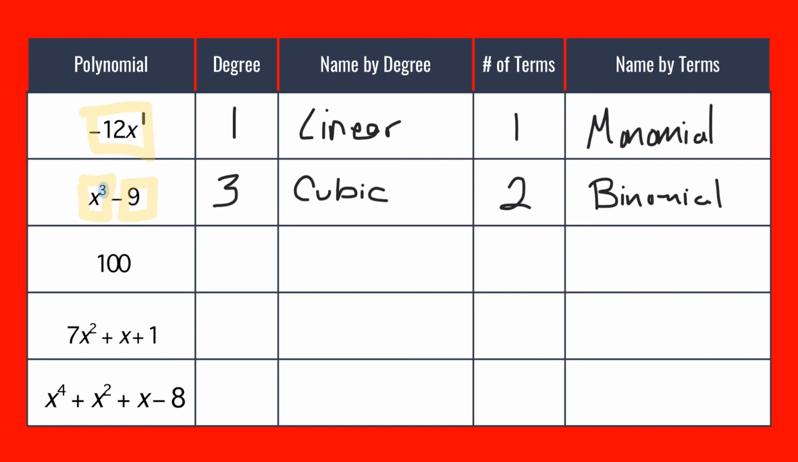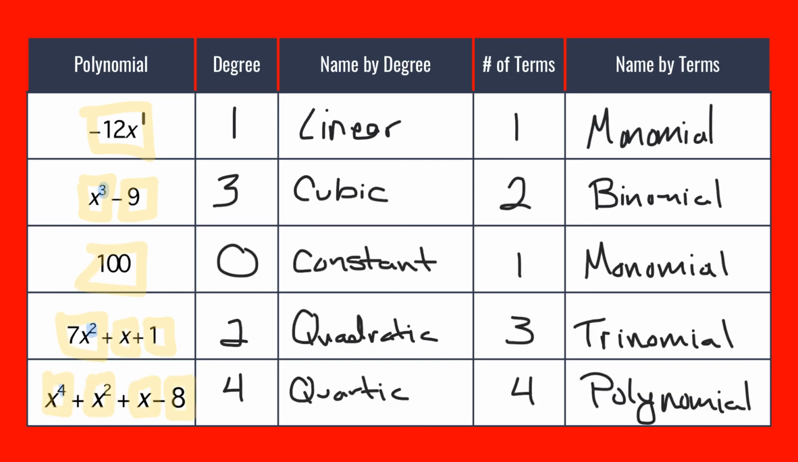Pause the video and see if you can figure out the rest of these. If you did these correctly, you would have seen that the polynomial of 100 is a constant monomial, that the next polynomial is a quadratic trinomial, and the last one is a quartic polynomial. So that just sums up our video here, and make sure to ask your teacher if you have any questions, so that way we can help you understand this further. Take care.